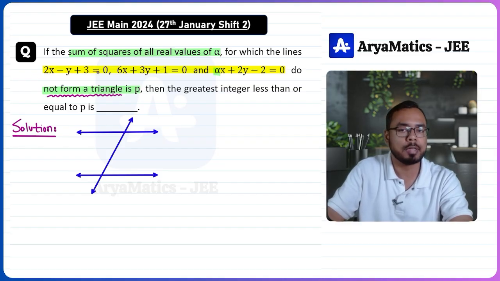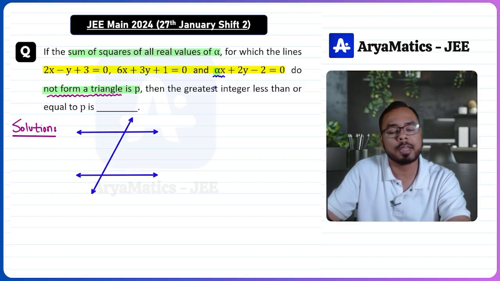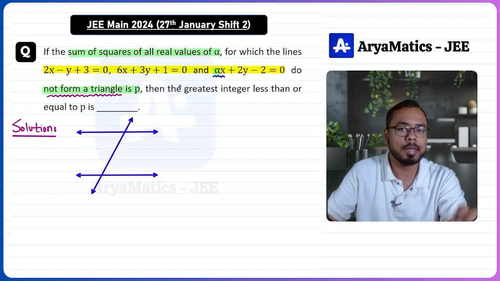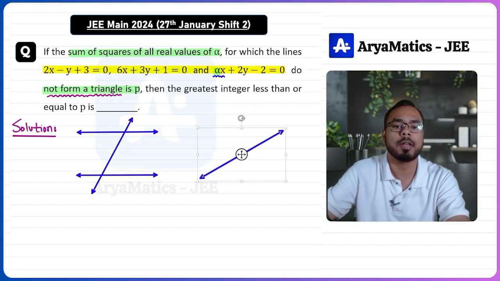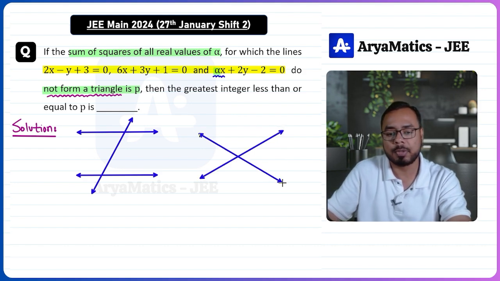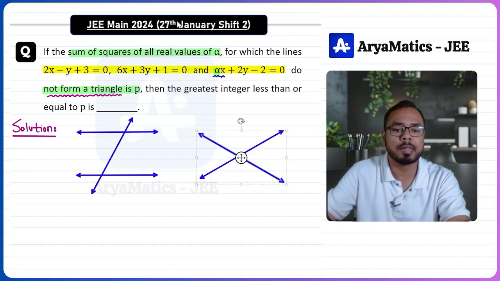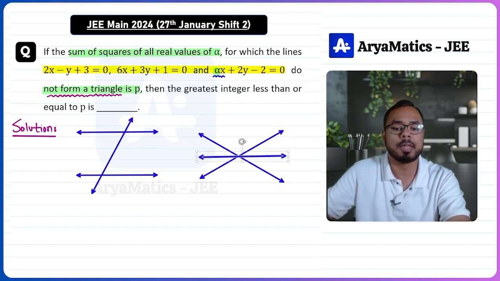But here, line 1 and 2 are not parallel. That you can very easily see from the slope of these two lines. So one possibility, if line 1 and 3 are parallel, or line 2 and 3 are parallel, then we'll not get any triangle. And there is another interesting case: if all three lines are concurrent, if all three lines are passing through the same point, then also we are not going to get any triangle using those three lines. So these are the two cases in which we cannot get a triangle using three lines.